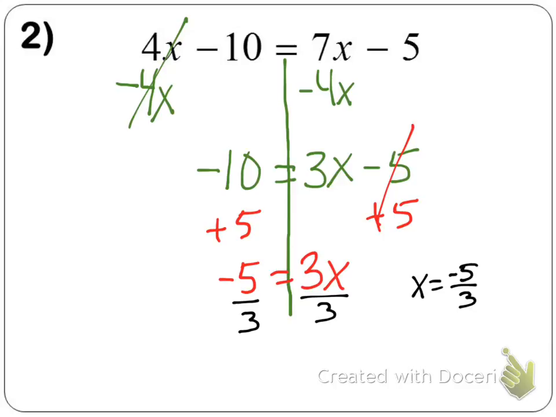If you want to leave it like that, that's fine because you can't actually divide 5 by 3. Or you can type it in the calculator. If you type it in the calculator, I believe you get negative 1.666666. So you would write it like that. Either one of those is acceptable. It just depends on what sort of technology you have. Questions?